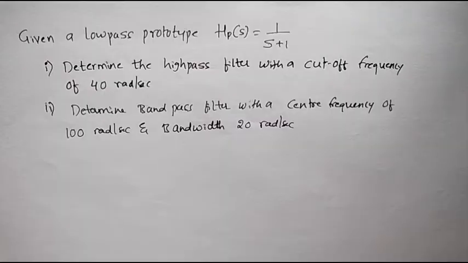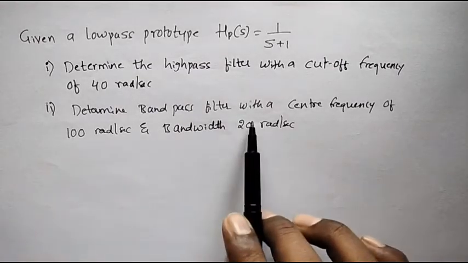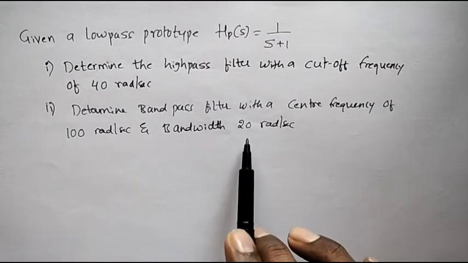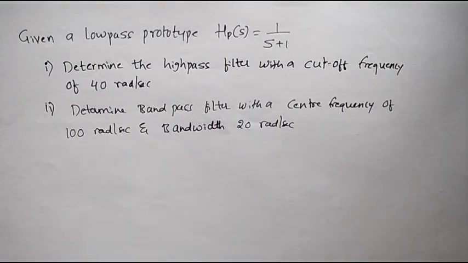Given a low pass prototype transfer function, that is H_P(S) equal to 1 upon S plus 1, determine the high pass filter with a cutoff frequency of 40 radians per second. Determine the band pass filter with a center frequency of 100 radians per second and bandwidth of 20 radians per second.